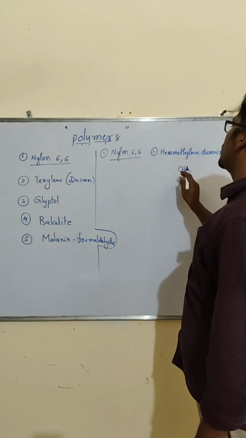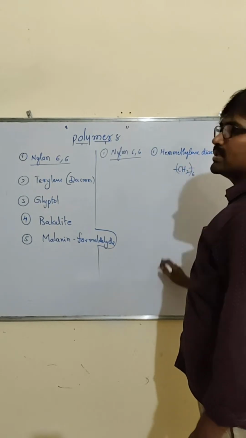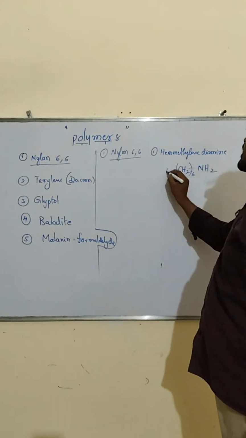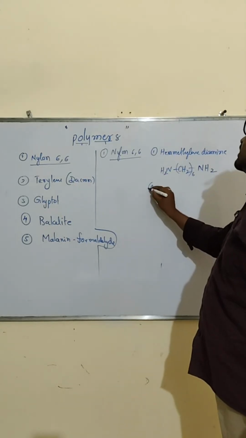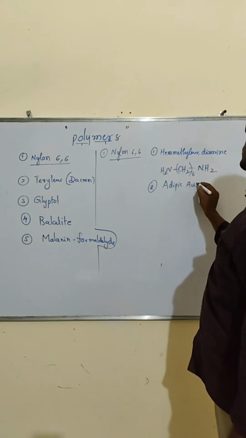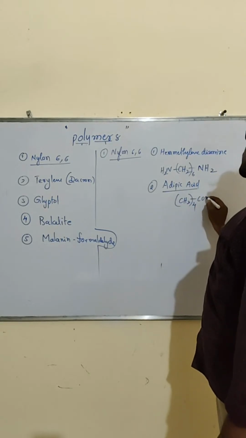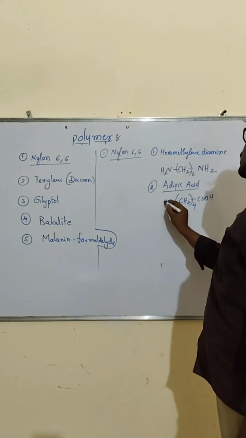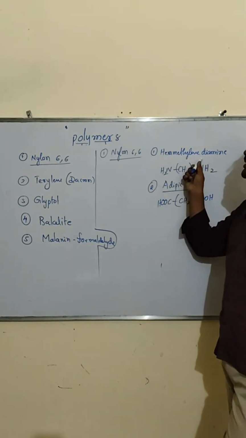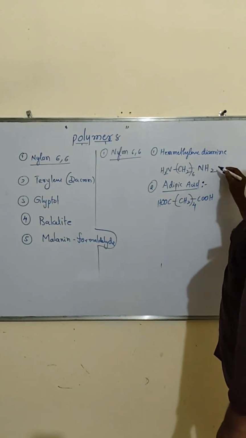So CH2, hexa is nothing but 6. Hexamethylene is 6 CH2s, diamine NH2 bond NH2, hexamethylene diamine. The second one is adipic acid. Adipic acid also has 6 carbons. CH2s are 4, then COOH, then bond COOH, that is adipic acid. In nylon 6,6, one is hexamethylene diamine, and one more is adipic acid.